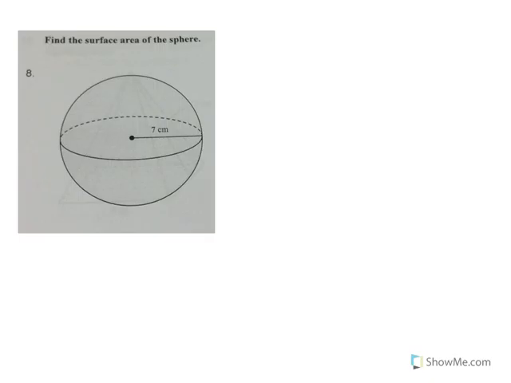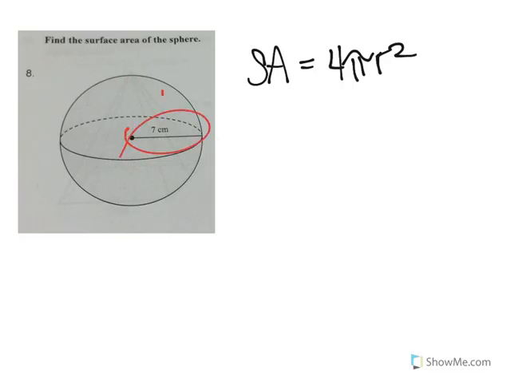Number 8, it says find the surface area of a sphere. If you don't know it off the top of your head, you can look at your pink sheet. And we know that surface area is equal to 4/3, nope, just kidding. Surface area is 4 pi r squared. And all we have to do is identify what our radius is. In this case, it's 7.